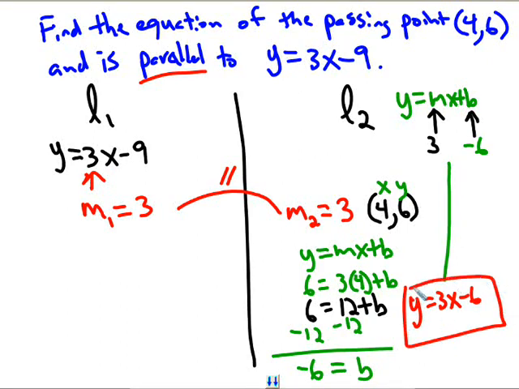Okay? So it's basically like what we did before. Writing the equation of the line given the slope and the point. Because the slope we get from the other equation, knowing that they're parallel, so therefore they're the same. Next one.